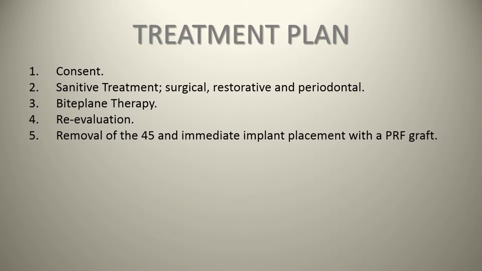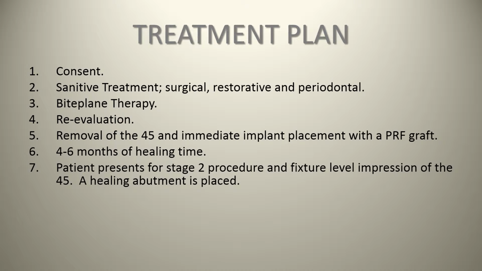And so number 5 is going to be, in this particular case with this patient, we went through the consent process, and the patient basically agreed that the best option for them would be the removal of the 4-5 and an immediate implant placement with a PRF graft. And we would give this about 4 to 6 months of healing time. And then basically the patient would present for a stage 2 procedure, and a fixture level impression of the 4-5 area and a healing abutment would be placed.